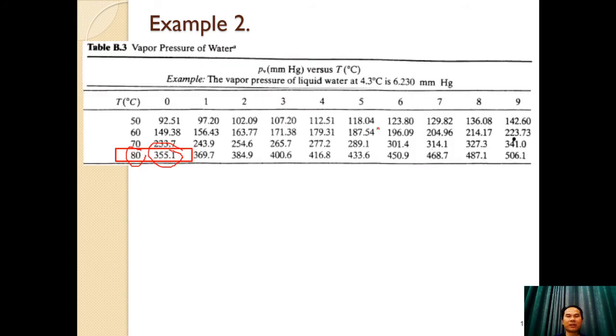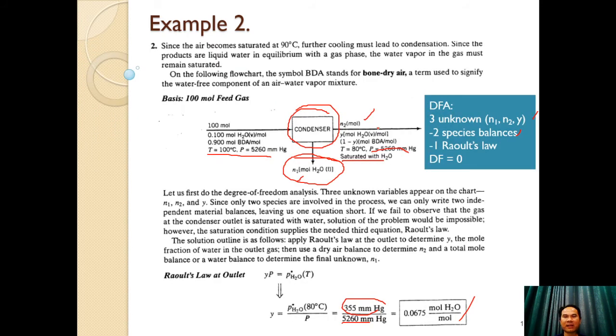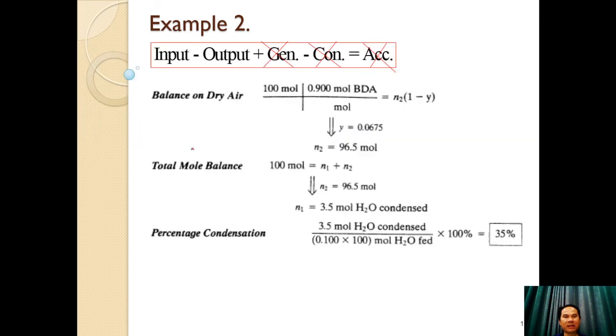In this case, you know Y, so you can calculate 1 minus Y. You know the composition of water and the composition of dry air. And then you can solve N1 and N2 from the balances. You write the balance on dry air and the balance on water, or the total mole balance. For this case, we balance on dry air and total mole balance. There is no reaction, no consumption, no generation, and we assume the flow is continuous and equal. It's steady state, input equals output.